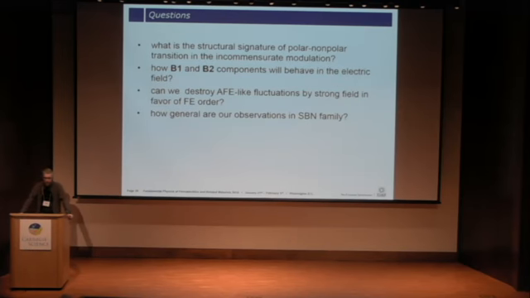So the remaining questions: what is the structural signature of the polar and non-polar transition? How will the B1 and B2 components behave with the electric field? For instance, can we destroy antiferroelectric-like fluctuations by a strong field in favor of ferroelectric order? Maybe we can shift the phase boundary to higher temperatures. I don't know what will happen. It would be funny to try. And then, how general are our observations in the SBN family? Well, and slightly beyond the SBN family, because these bronzes have many representatives which are rather promising and rather interesting.